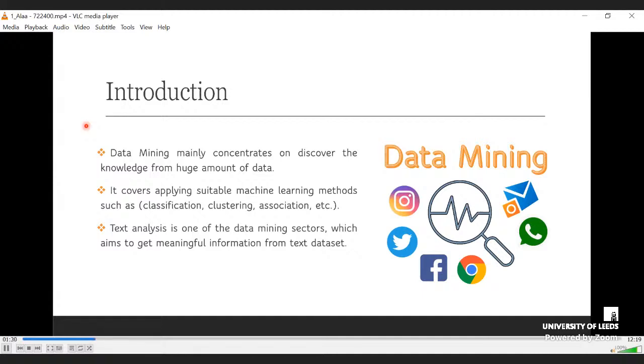In order to get knowledge from this data, we have to apply some machine learning methods, such as classification, clustering, or association. And one type of data mining that concentrates more on dealing with text datasets is called text analysis. And in case we have big data, we call it text analytics.